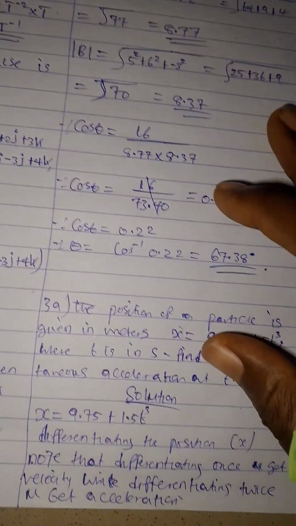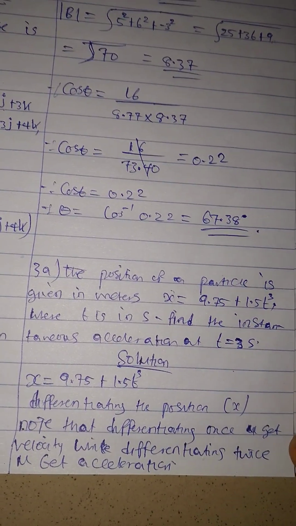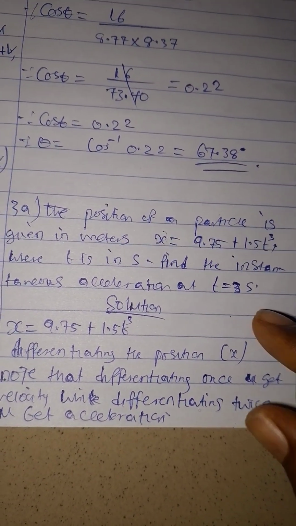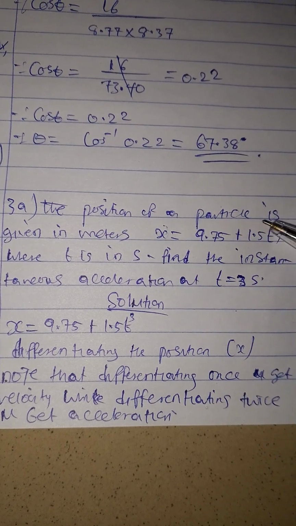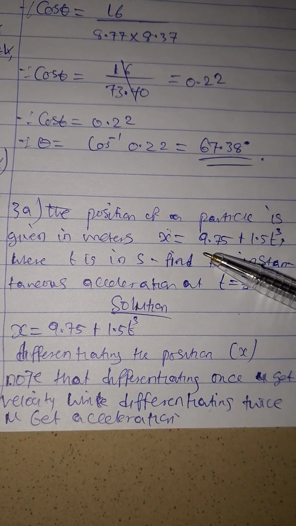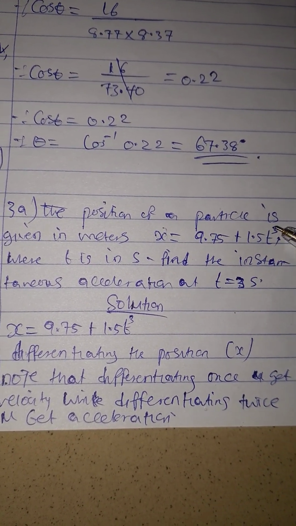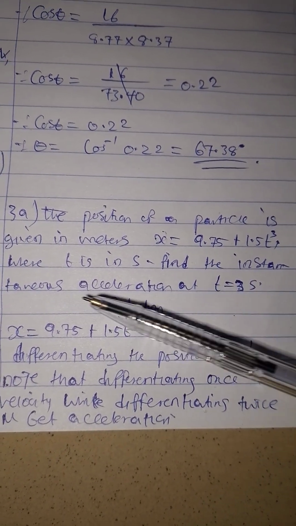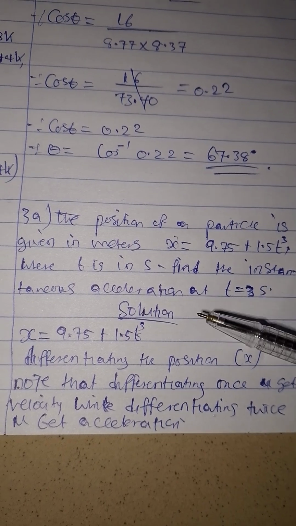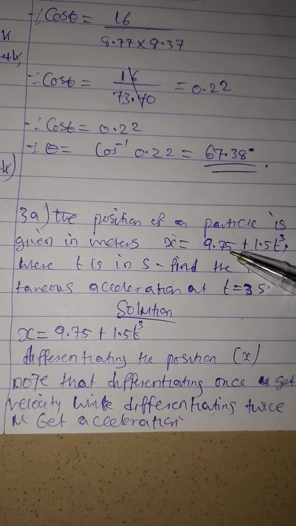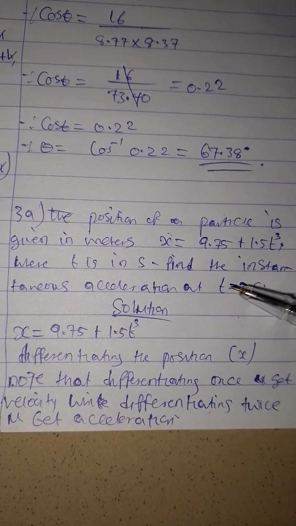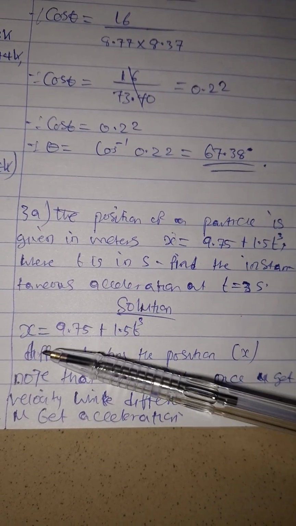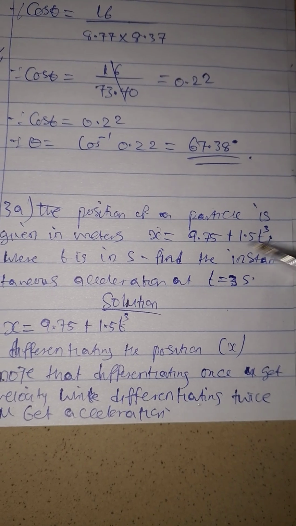Very simple. Now number 3. Number 3 says that the position of a particle is given in meters, s equals 9.75 plus 1.5 t cubed, where t is in seconds. Find the instantaneous acceleration at t equals 3 seconds. Now, in this, a position is given to us, and we have to find the instantaneous acceleration at t equals 3 seconds. Solution: since this x is a distance, x is equal to what? 9.75 plus 1.5 t cubed.